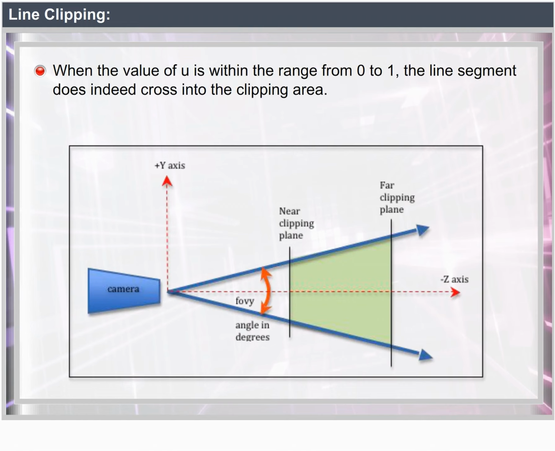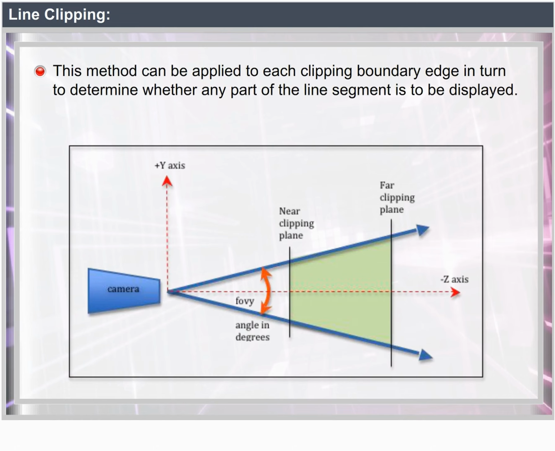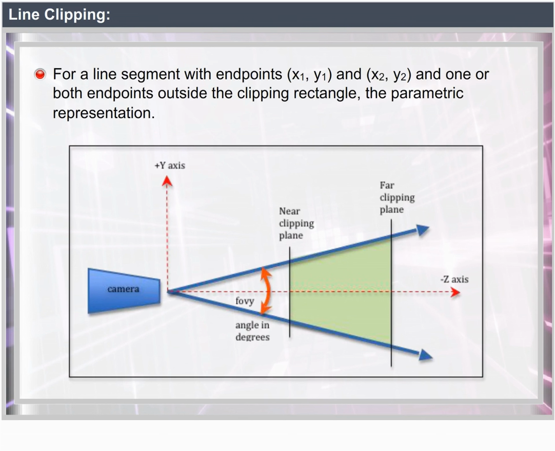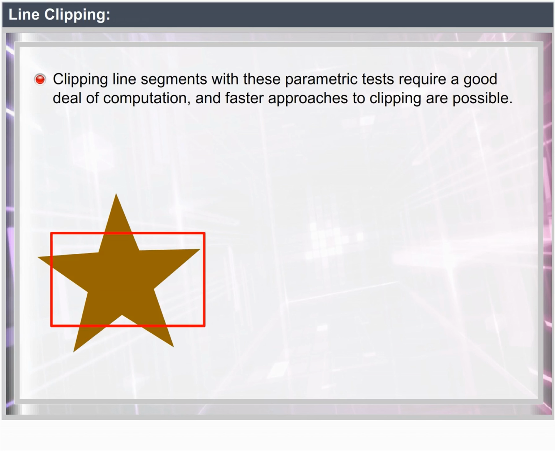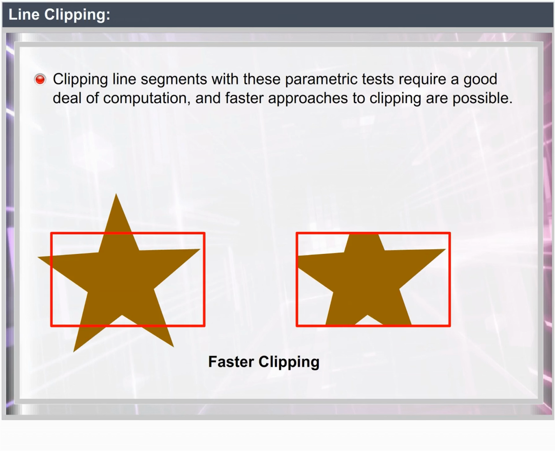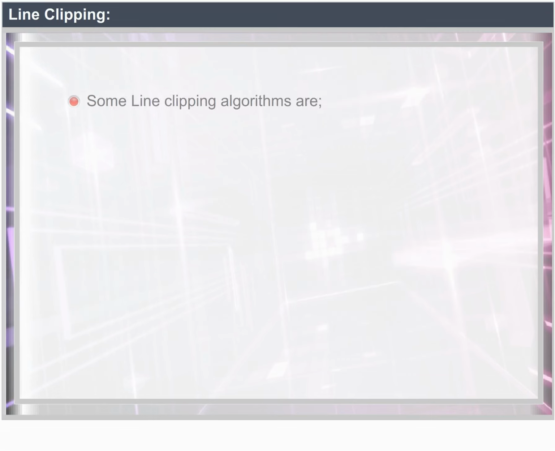If the value of u is within the range from 0 to 1, the line segment does indeed cross into the clipping area. This method can be applied to each clipping boundary edge in turn to determine whether any part of the line segment is to be displayed. Line segments that are parallel to window edges can be handled as special cases. Clipping line segments with these parametric tests requires a good deal of computation, and faster approaches to clipping are possible.